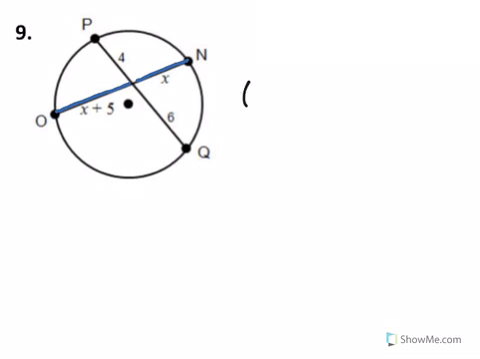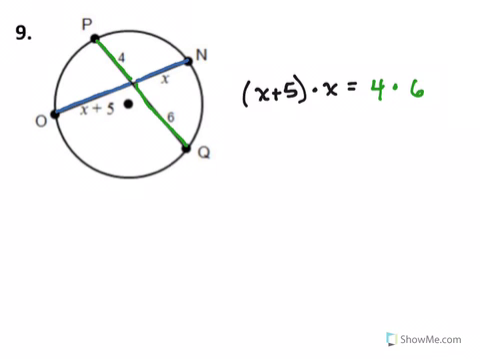So we've got x plus 5 times x, and this is going to be equal to the product of the other segments. This segment piece, which is 4, times this segment, which is 6. And then once we set up our equation, we're just solving for x.